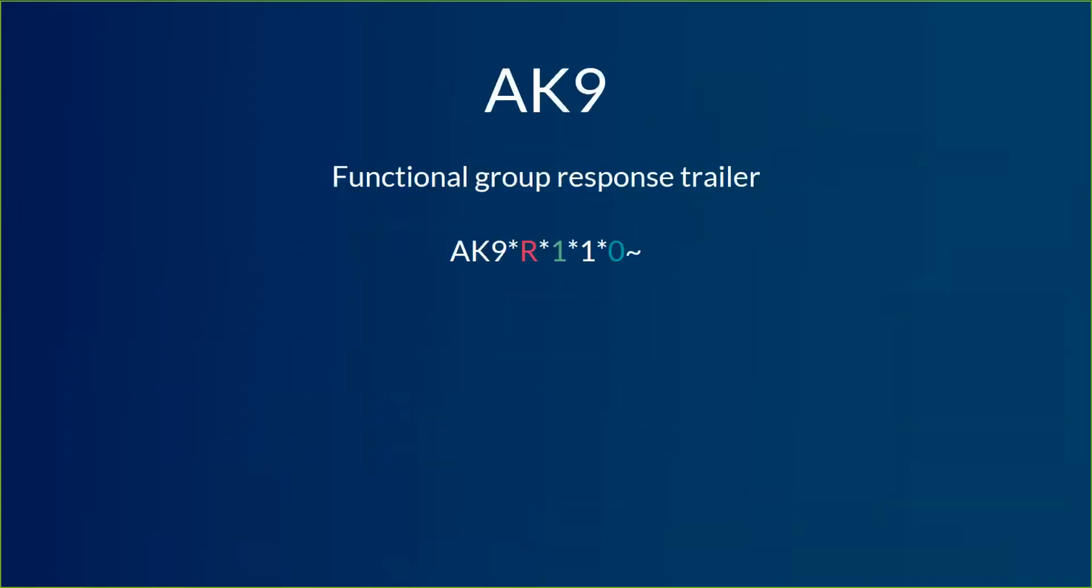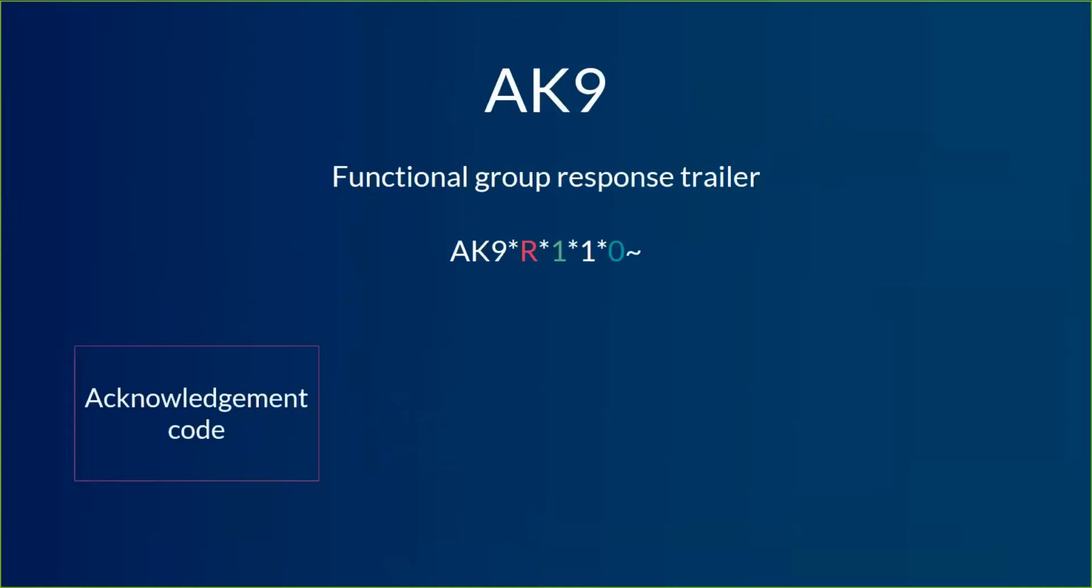The AK9, very similarly, is going to be the functional group response trailer. So it's still showing us the response, it's just for the GS to GE. Like the IK5, we have an acknowledgement code in the first position. Again, this one is an R. Usually these are going to match the IK5. I haven't ever seen them be different. Theoretically, it should be possible, though.